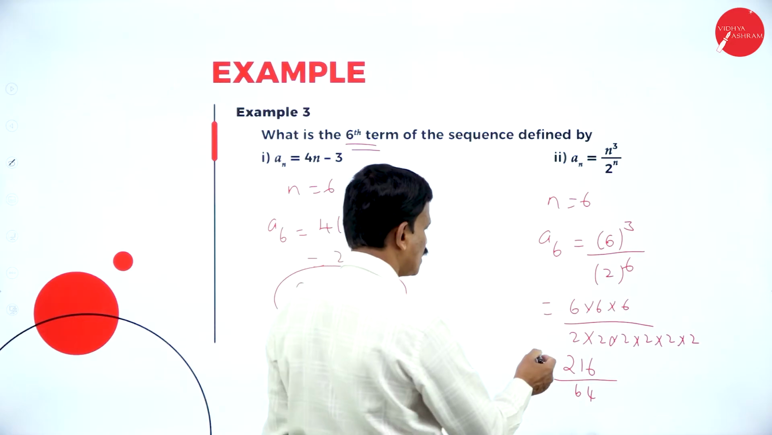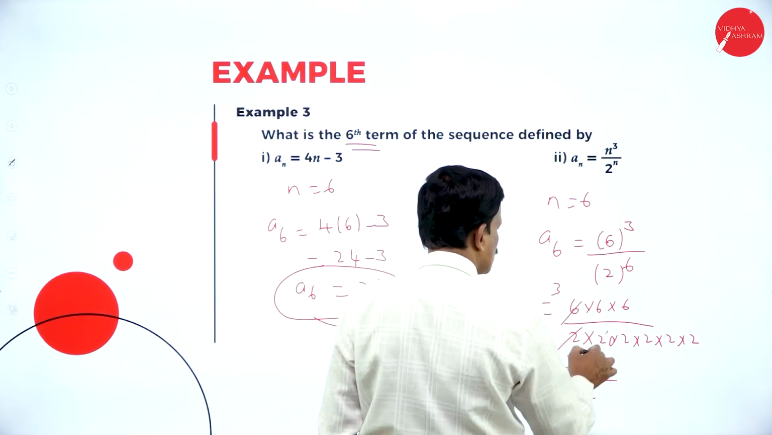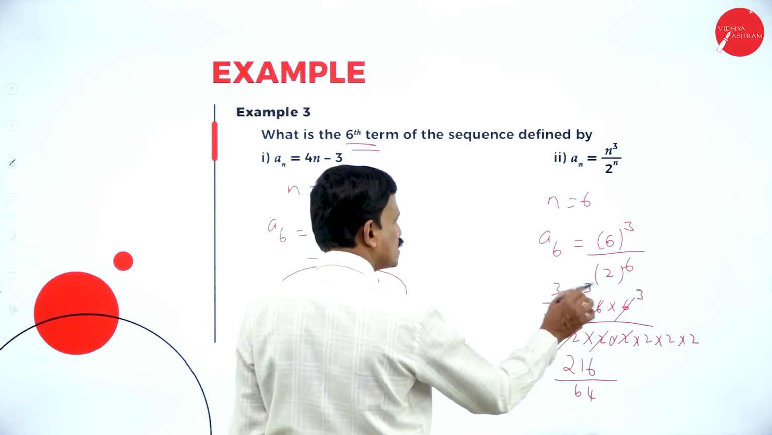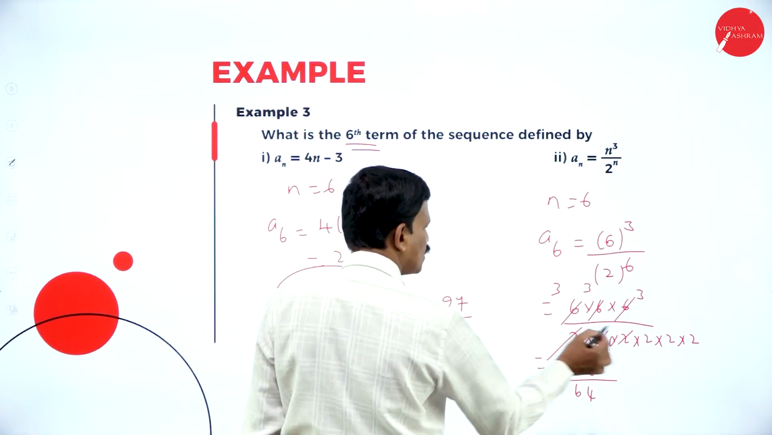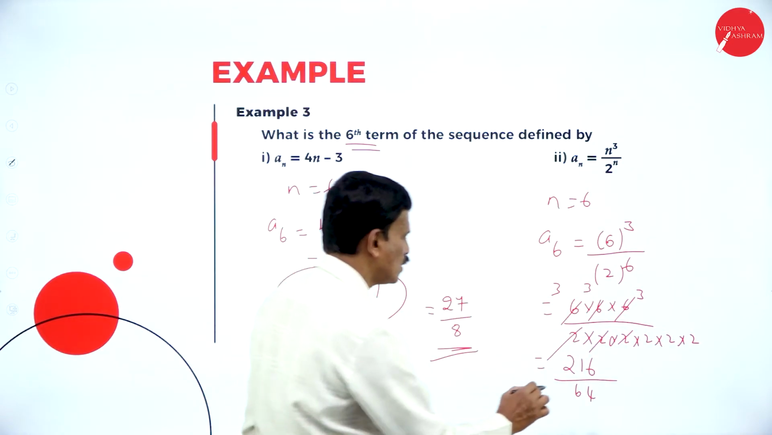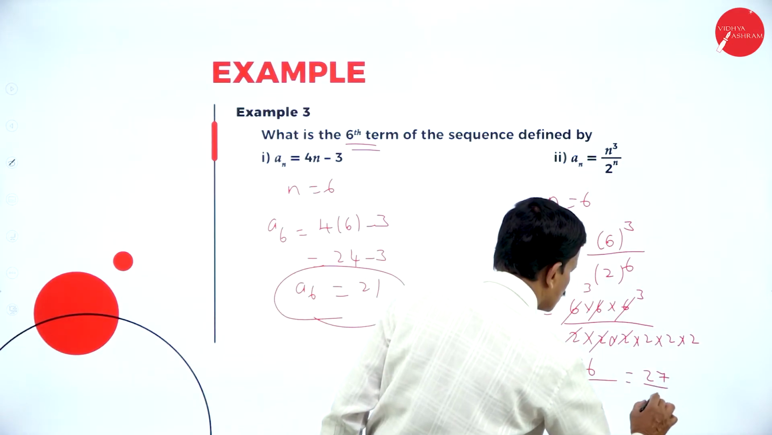Otherwise, you can divide like this. 2 3s get cancelled. Again 2 3s get cancelled. Again 2 3s get cancelled. So, that is 3 3s are 9, 3 3s are 27, divided by 2 2s are 4, 2 2s are 8. 27 divided by 8 you will get. So, this is 27 divided by 8.